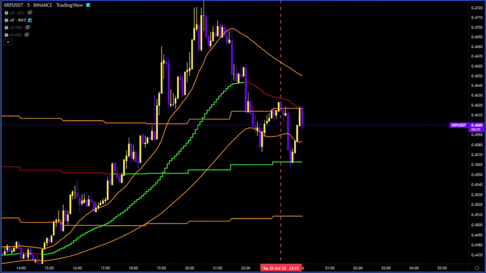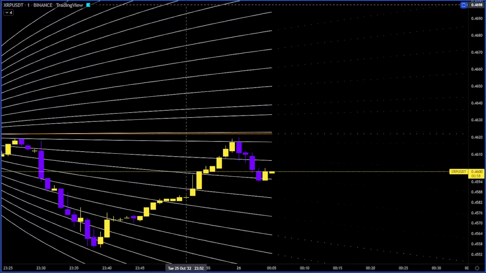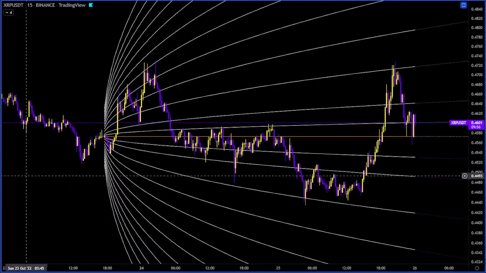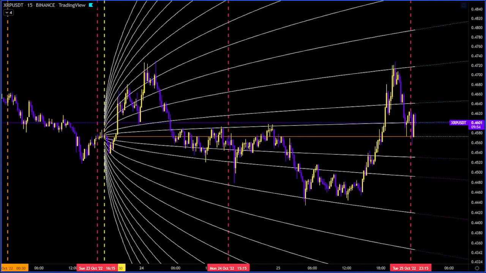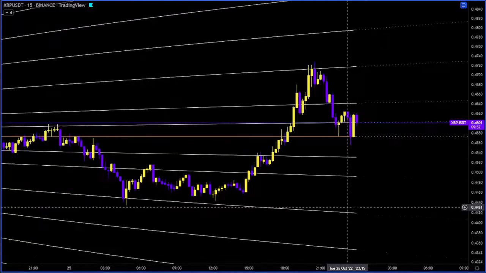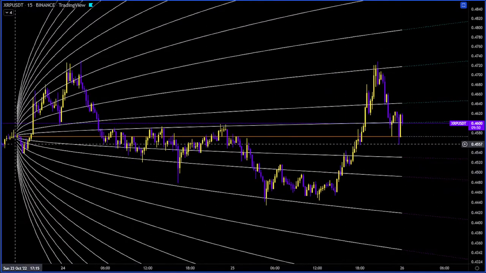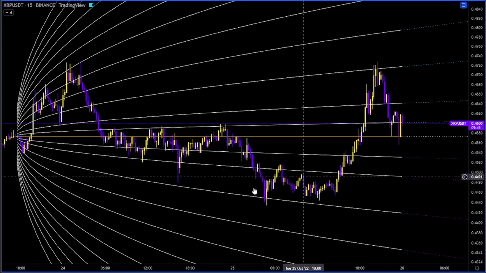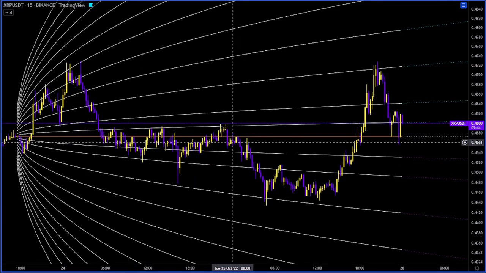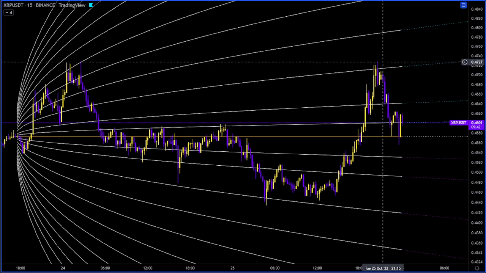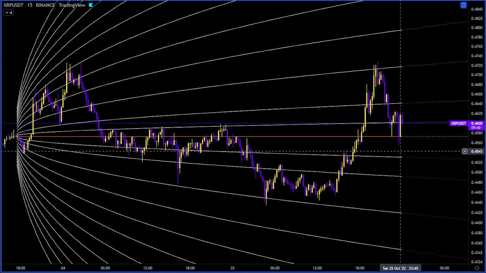Then we have a 15-minute cone. This is the 1 minute cone. So a 15-minute cone. Let me just make sure it's set on the right one. Yes. Okay. So a 15-minute cone has been quite important. It hasn't really changed since our last stream, Sunday the 23rd of October. Came in, smoked it. Came down, smoked it. Came up, hit the mean.